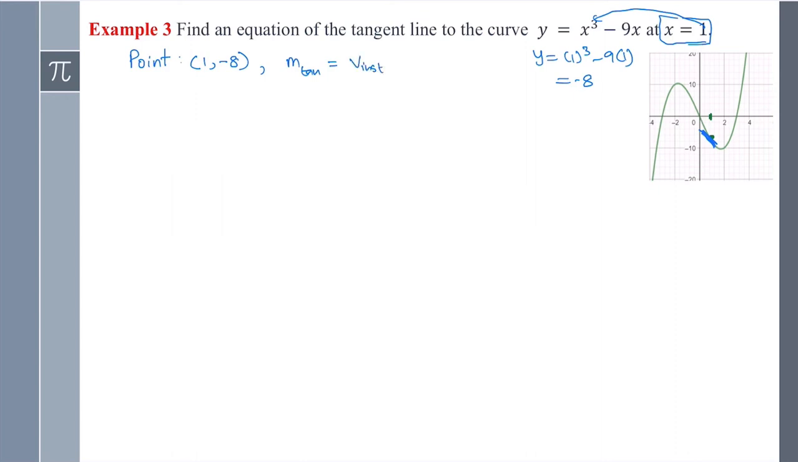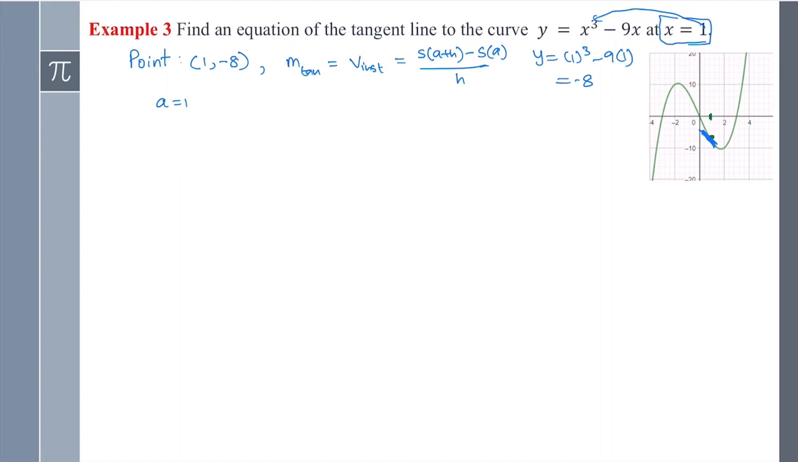We have that formula, which is s of a plus h minus s of a over h. Here a means the x value, which is 1. So a equals 1. Now h is the distance between a and the other point. Remember, to approximate the instantaneous velocity or the slope, we really need to take the other point very, very close to this point. The closer that number, the better the approximation we are going to get. So you have to be really careful here.